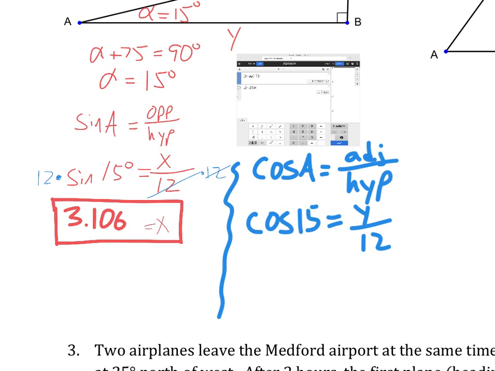Cosine of 15 is some weird decimal. I don't really want to go figure it out right now, and I don't need to. All I need to do is get rid of this 12, so I'm going to multiply both sides by 12. And so to find y, all I need is 12 times the cosine of 15.